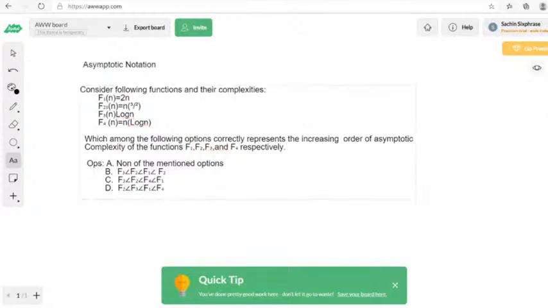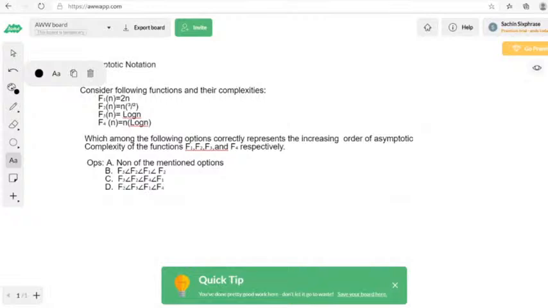The functions f1 of n, f2 of n, and f3 of n are given, and then this is 2n, this is n power 3 divided by 2, this is logarithm n, this is n log n. When the time complexities are given like this, they are asking which among the following options correctly represents the increasing order of asymptotic complexity of the functions f1, f2, f3, and f4 respectively. They are giving a few options also.